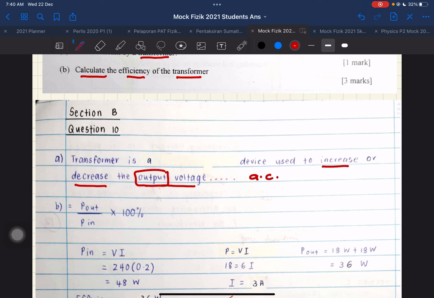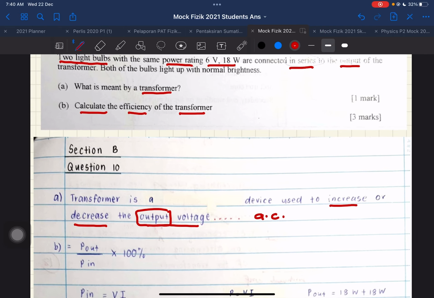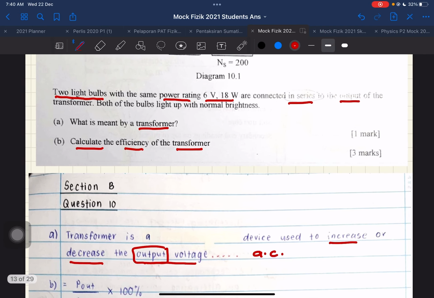But if the question is very specific, let's say define a step up transformer, your answer should be a device to increase alternating current voltage. Or let's say the question asks you to define a step down transformer, it needs to be specific: to decrease alternating current voltage.